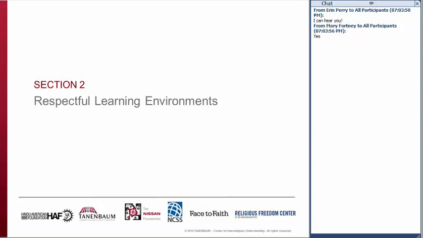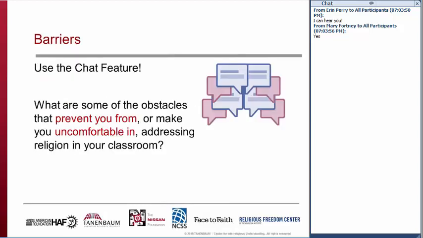So this is going to be our first opportunity to use the chat feature as a community tonight. What I'd like is if you could begin to type into the chat box, make sure that you've signified under send to all participants. What are some of the obstacles that prevent you from or make you uncomfortable in addressing religion in your classroom? So let's just take a few minutes and hear from you all about what are some of the things that come up. What are some of the obstacles that prevent you from incorporating this idea, this topic, and this identifier into your classroom content?